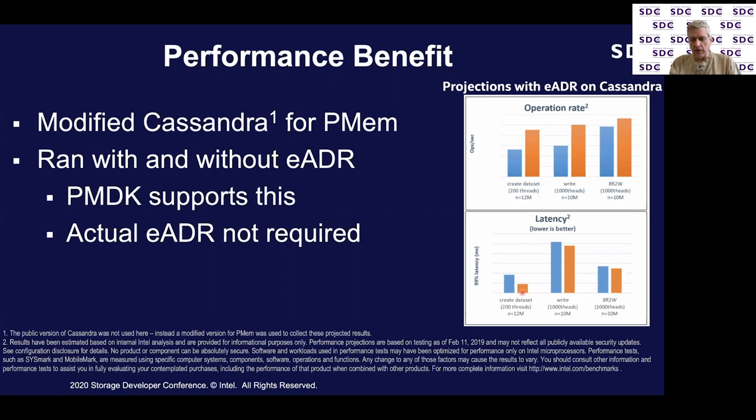Kind of a similar picture on the latency. On latency, lower is better on the graph. So again, you can see the blue here with ADR, and then the orange with EADR improved quite a bit on the data set creation case. And again, you can see the more writes you have, the better the improvement is on latency as well. But the bandwidth is really, I think, more dramatic of a performance improvement that you get with these flush on fail caches.